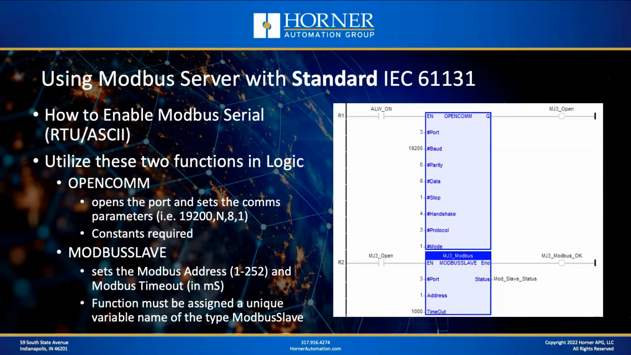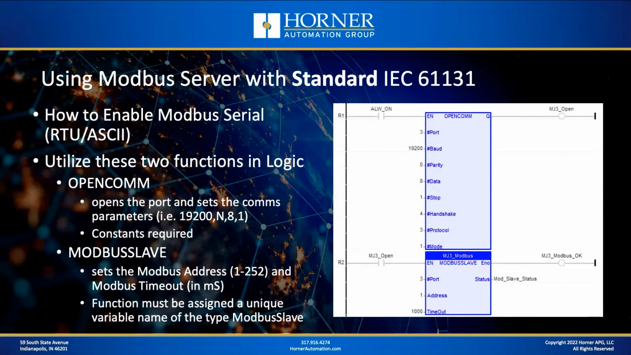Let's say we're talking about supporting Modbus server or Modbus slave serially over RS-232 or RS-485. How do we do that? Well, we need to do that in logic. And I'm showing how to do it in ladder logic here in IEC. You could do it in structured text or one of the other languages as well. Now, to enable Modbus as a server or as a slave serial device, you need to use these 2 function codes. The first one is OpenCom.